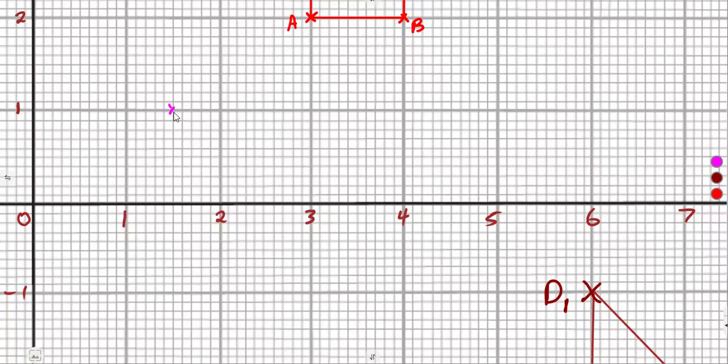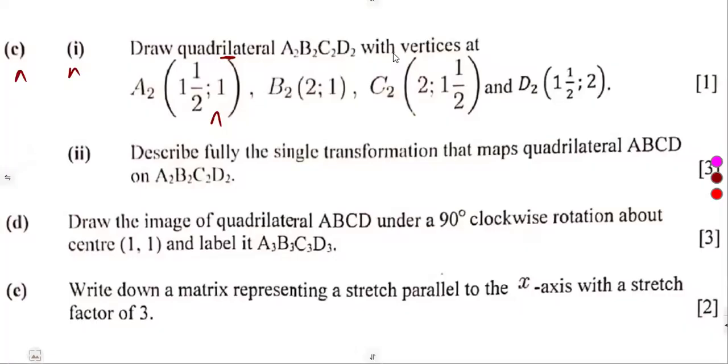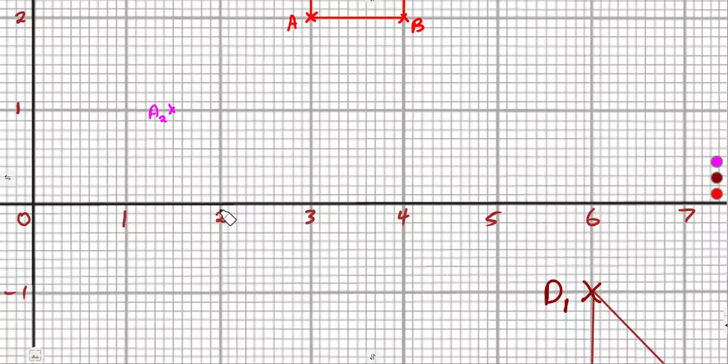So it was going to be somewhere there. So this is going to be our point A2. So we are given the other one, B, which is what? 2, 1. So 2 versus 1. This one was direct. You can simply mark this one.